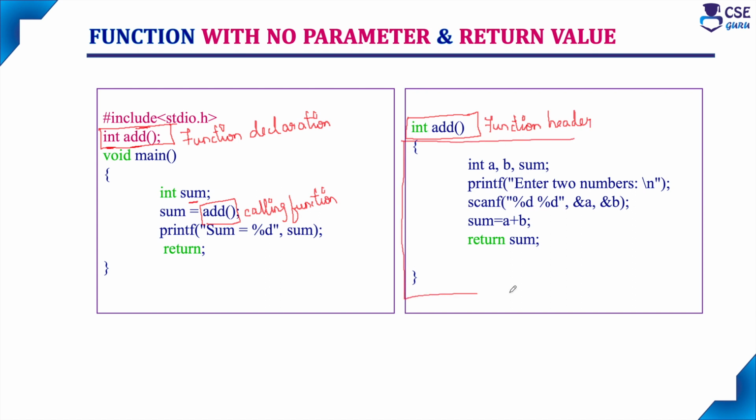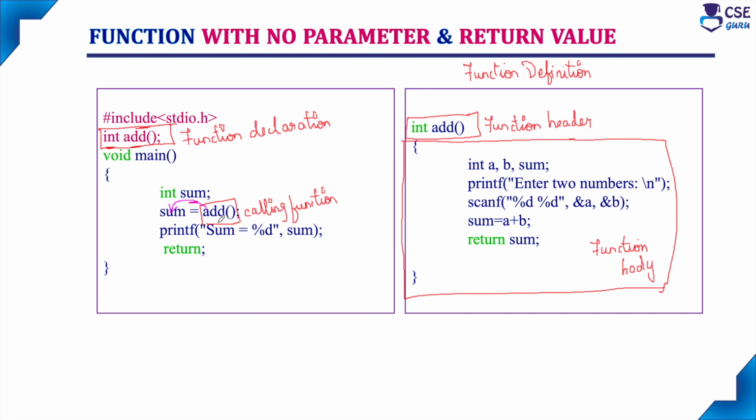And this is the function body part. This complete thing, if you are considering, is the user defined function, that is nothing but the function definition. So here we have declared sum as an integer variable and we are calling the function add. The result of this calling function will be stored in the variable sum, and then we print the sum value and then return.